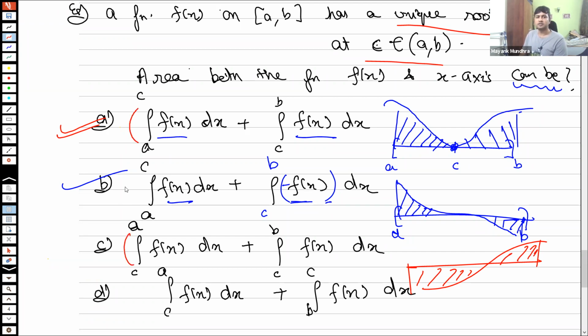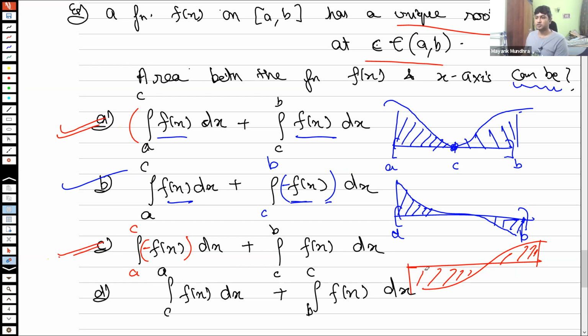A to C is the reverse of C to A. So what I can write this as is A to C negative f of x. So if f of x is negative from A to C and positive from C to B, then for such a curve, the area between the curve and the x-axis will be given by this formula. So this can also be correct.